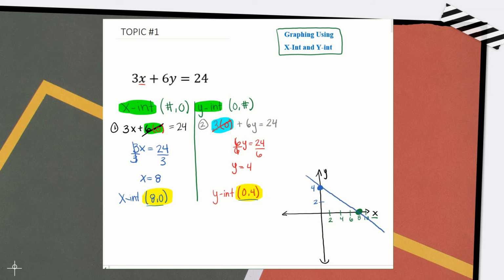Make sure that you do include the arrows at the end so that you indicate that your graph keeps going on forever.